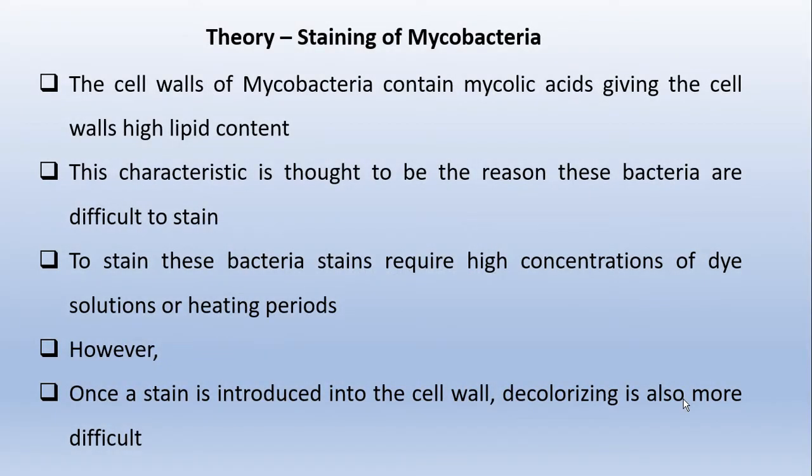The cell walls of Mycobacteria contain mycolic acid, giving the cell wall a high lipid content. This characteristic is thought to be the reason these bacteria are difficult to stain with simple dyes. To stain these bacteria, the stain requires high concentrations of dye solutions, or there should be a heating period. However, once a stain is introduced into the cell wall, decolorizing is also more difficult in these organisms.